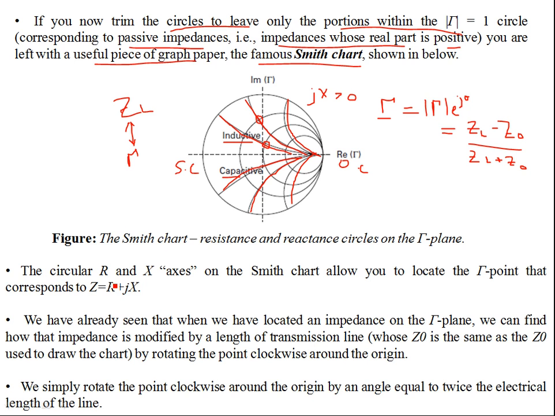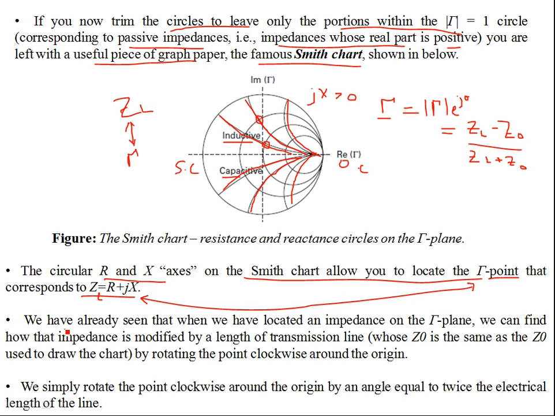You see the circular R and X axes on the Smith chart. They allow you to locate the gamma point that corresponds to the load impedance Z. So there is a one-to-one mapping between gamma and Z. If you had Z, then you have the reflection coefficient.